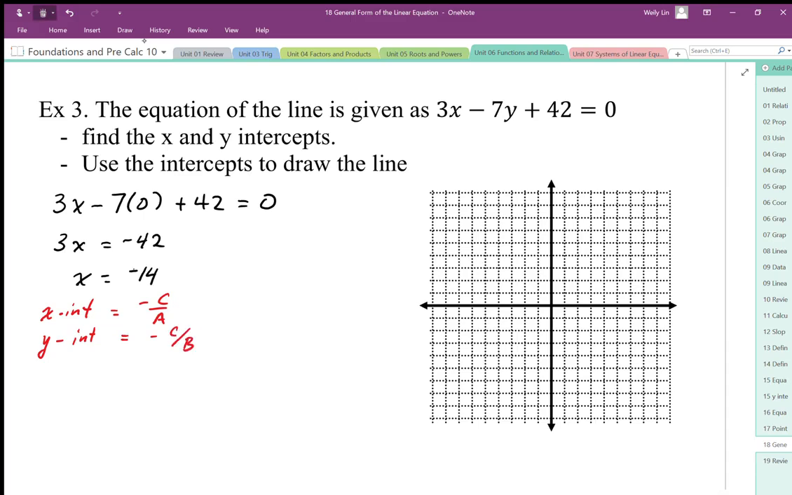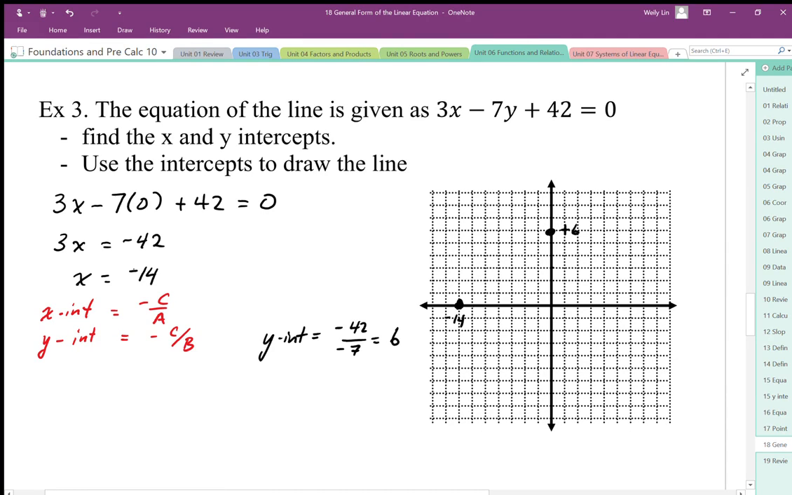So finding the x-intercept, I'm going to graph this. I'm going to scale this axis, so 2, 4, 6, 8, 10, 12, 14. Okay, so we'll say that's negative 14 right there. And finding the y-intercept, we're just going to say that the y-intercept is equal to negative 42 divided by the coefficient negative 7. So negative 42 divided by negative 7 is positive 6.